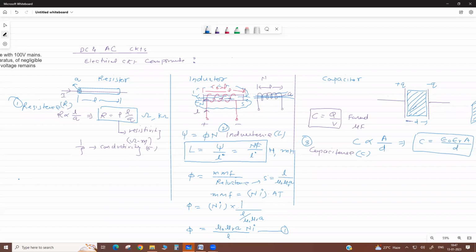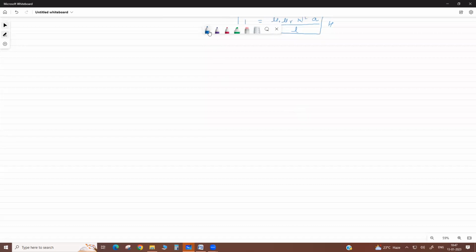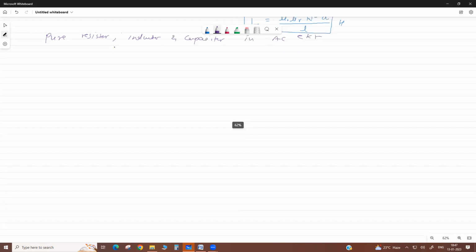Now if we connect in an AC or DC circuit, we discuss a pure resistor, inductor, and capacitor in an AC circuit. AC means sinusoidal. When we apply a sinusoidal supply, the pure resistor, inductor, and capacitor are connected in.